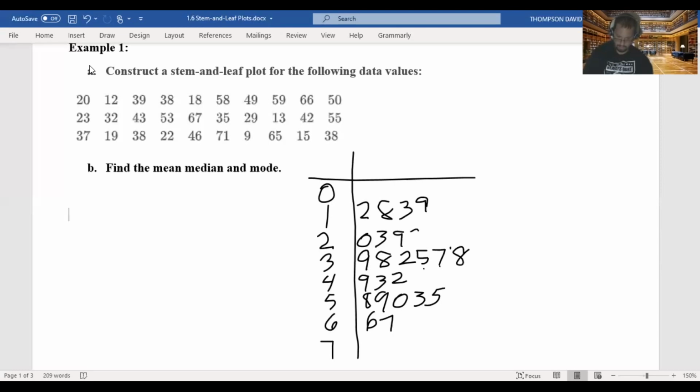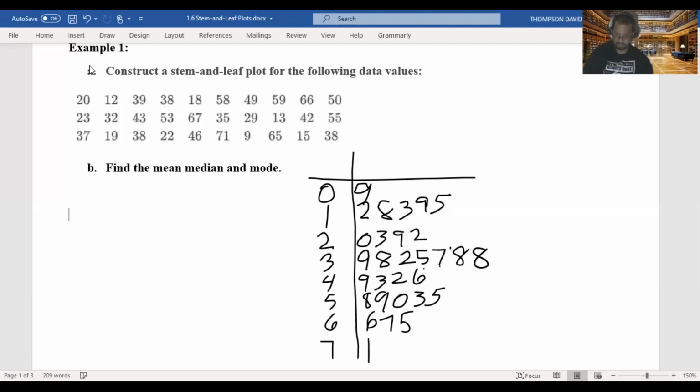22 into 2 and 2. 46 into 4 and 6. 71 to 7 and 1. 9, we just put a 0 as the stem and put 9 in our leaf. 65 to 6 and 5. 15 to 1 and 5. And then 38 into 3 and 8.